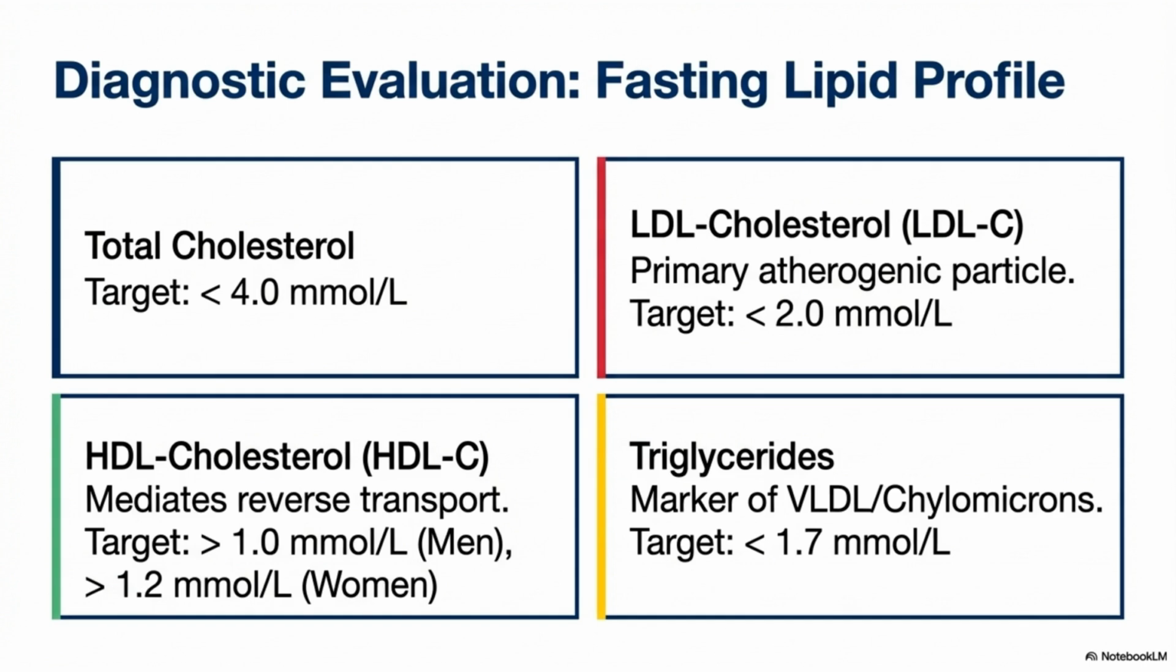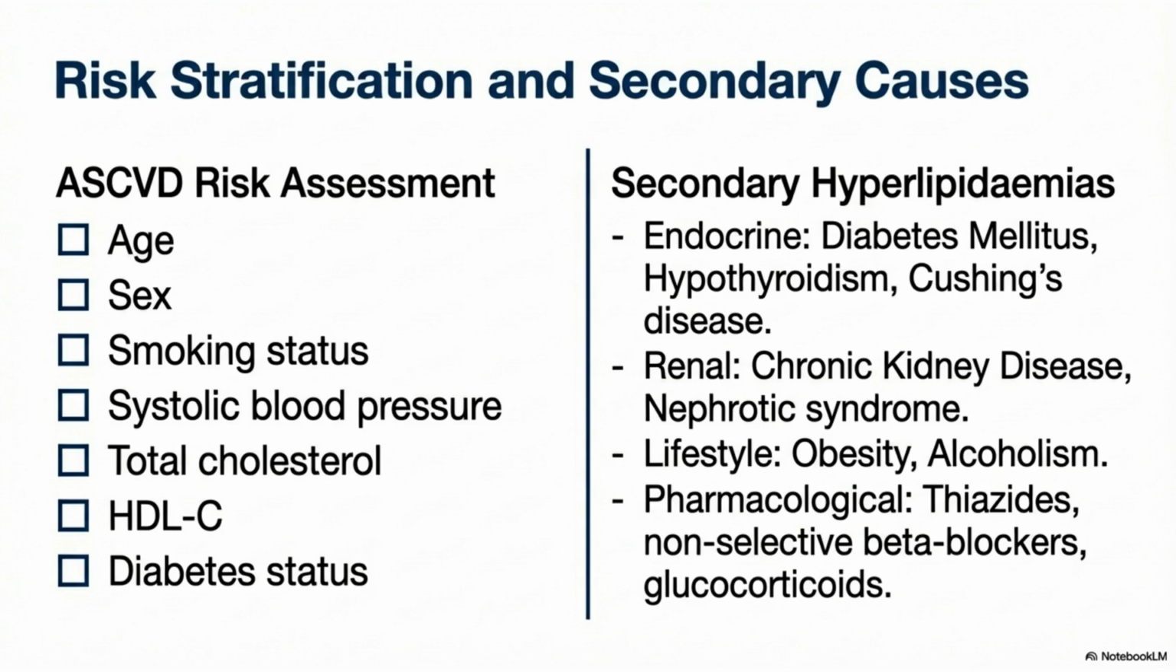Diagnostic evaluation involves a fasting lipid profile. Key targets are total cholesterol below 4.0 mmol/L, LDL-C below 2.0 mmol/L, and triglycerides below 1.7 mmol/L. HDL-C targets differ by sex. Risk stratification is based on ASCVD risk factors such as age, sex, and smoking status. Secondary hyperlipidemias can be caused by endocrine, renal, lifestyle factors, or certain pharmacological agents like thiazides or glucocorticoids.